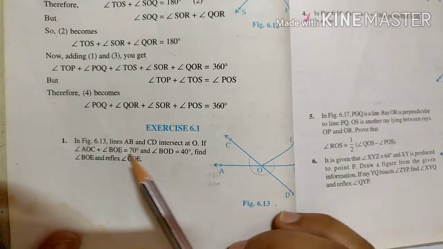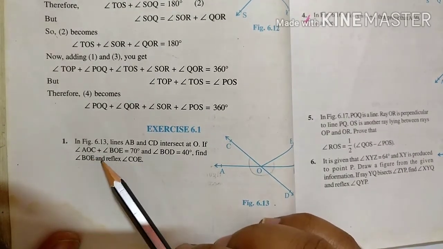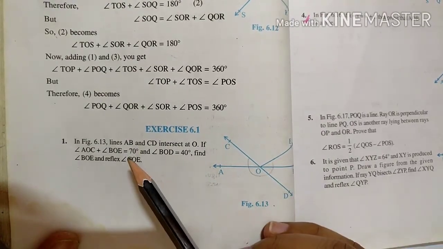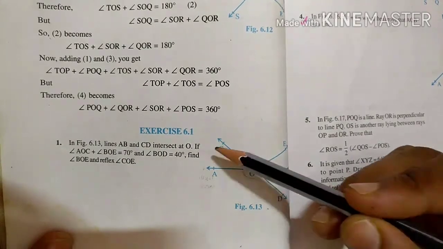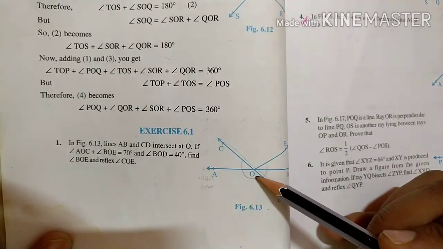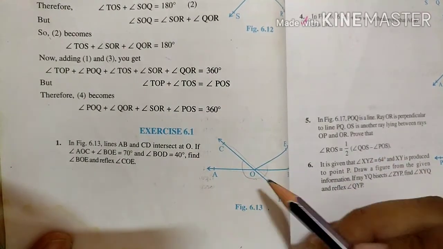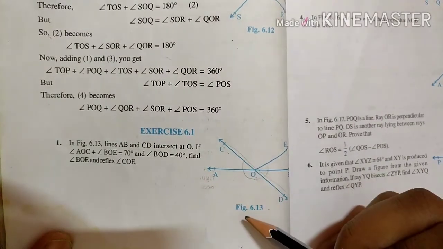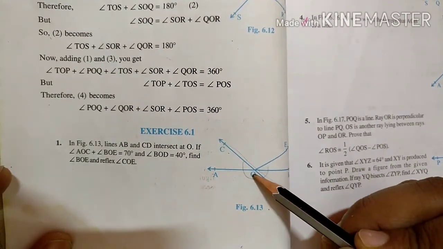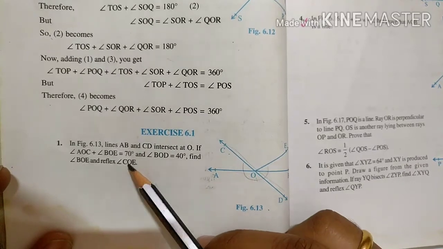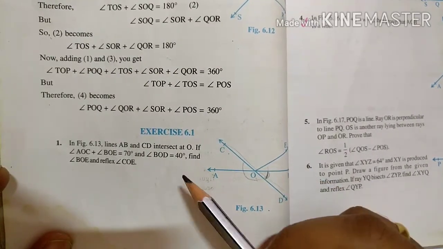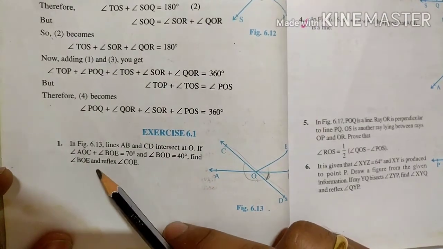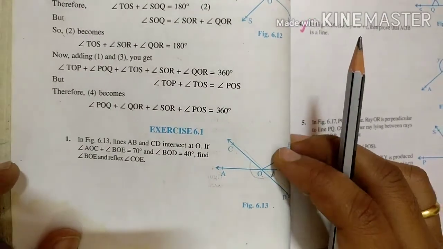Exercise 6.1, question number 1. In Figure 6.13, lines AB and CD intersect at point O. If angle AOC plus angle BOE equals 70 degrees, and angle BOD is 40 degrees, then find angle BOE and reflex angle COE.